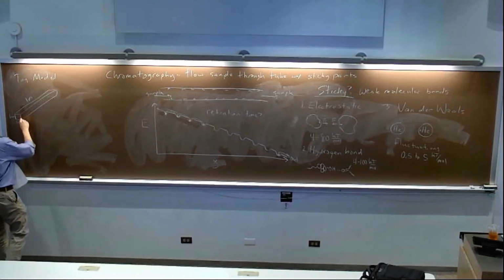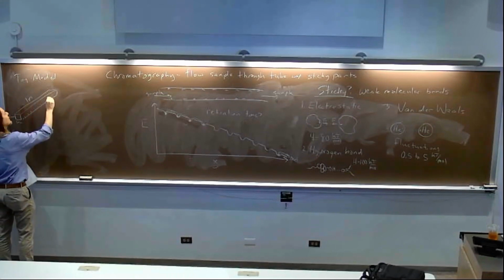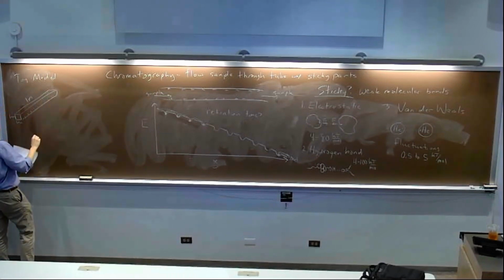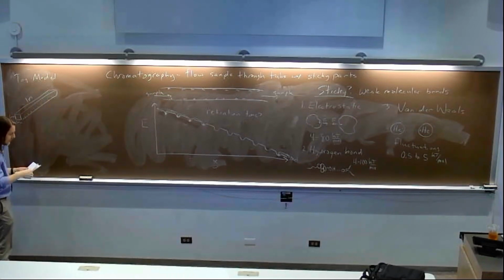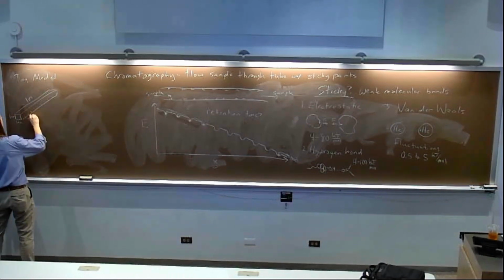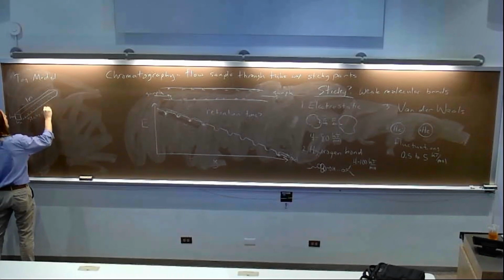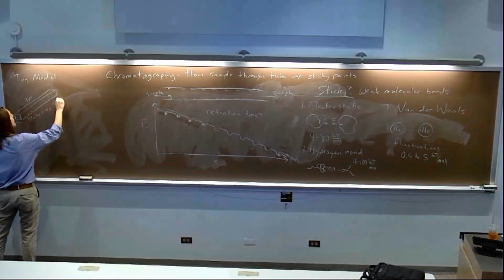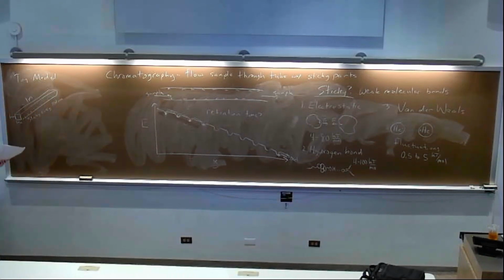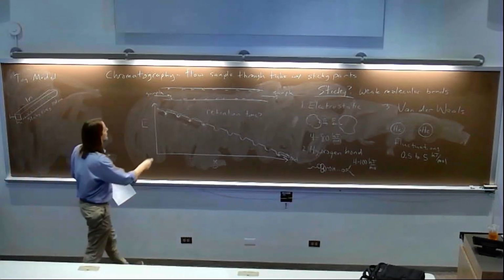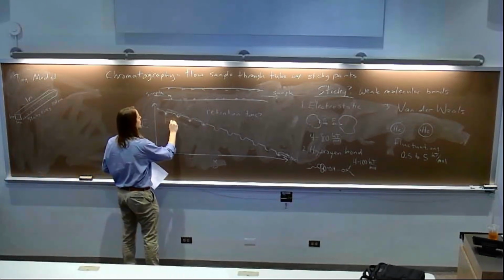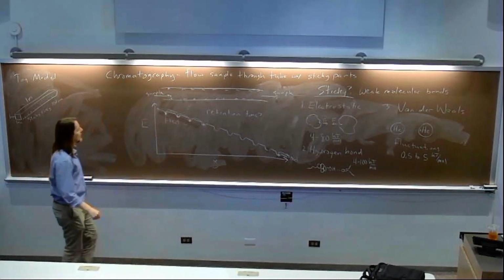Sounds good. So for the toy model, as long as we get the order of magnitude right, that's all that really matters. So we're going to say a sticky spot every 100 nanometers, or about 50 molecules along. So now we have that number.